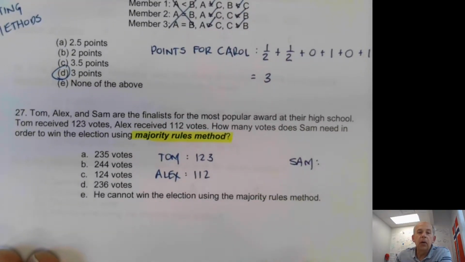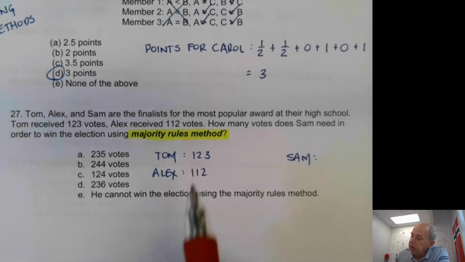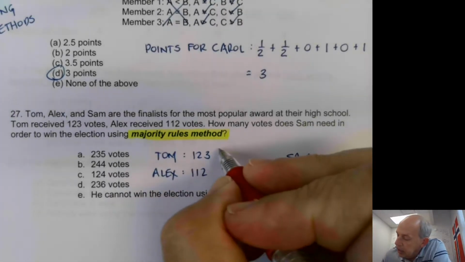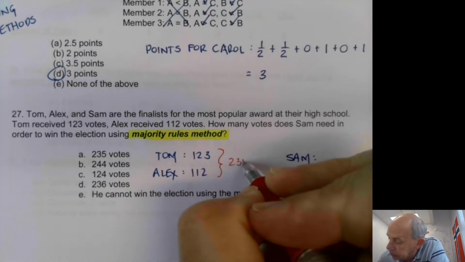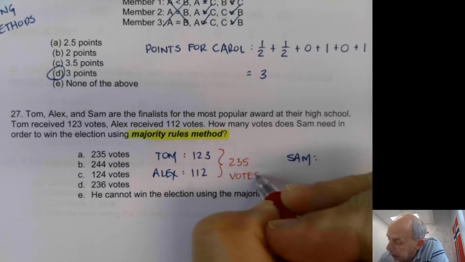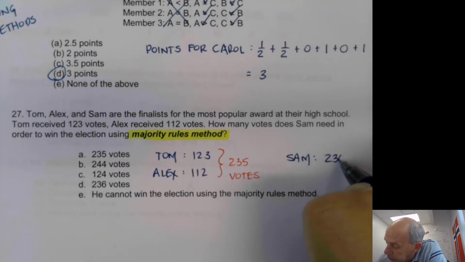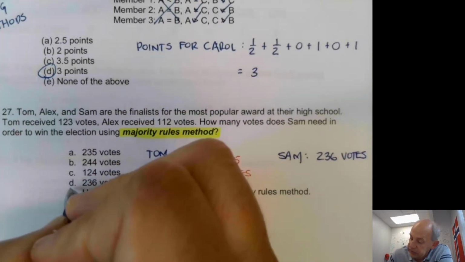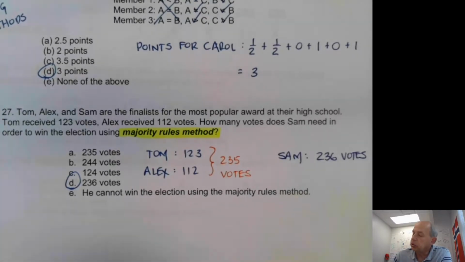Number 27, a majority rules voting method equation problem. We have Tom with 123 votes, Alex with 112 votes. To get the majority, we have to add those up between those two. We have 235 votes. Sam knows he has to get one more vote to get more than the majority. So if Sam gets 236 votes, he wins. Sam has the majority, more than 50%.